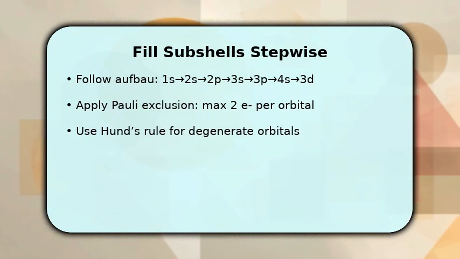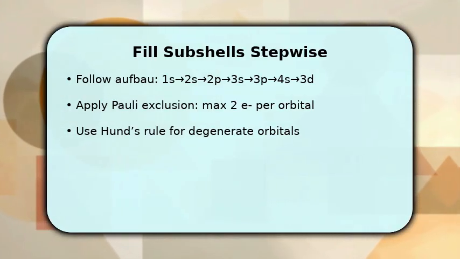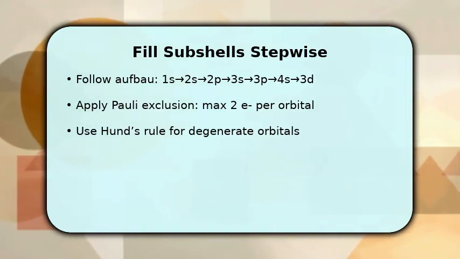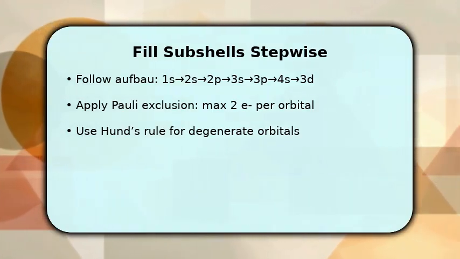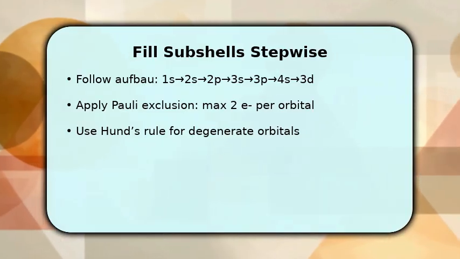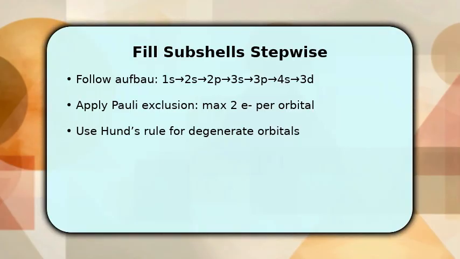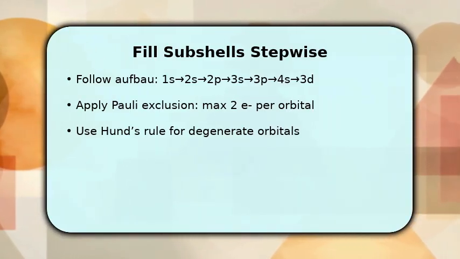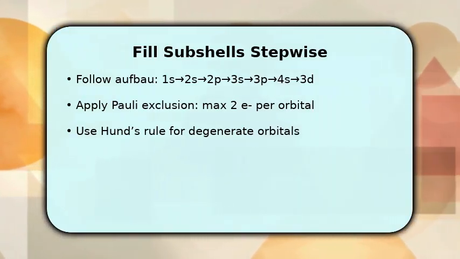You now allocate electrons across subshells step by step, obeying Aufbau order. Place electrons into 1s, then 2s, then 2p, and so on. Remember Pauli exclusion, at most 2 electrons per orbital with opposite spins. Also use Hund's rule, half-fill degenerate orbitals singly before pairing, because that minimizes repulsion.